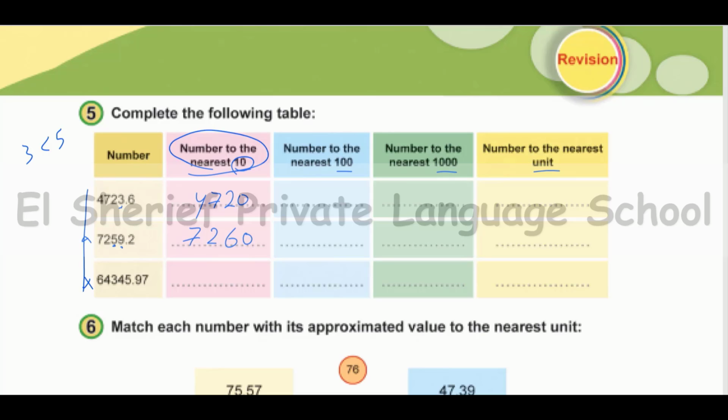The last number, we look at the unit digit, equals 5. 5 equals 5, so we increase 4 by 1. 4 becomes 5, and complete all 3, 4 and 6 as it is. Then in the unit digit we have 0.